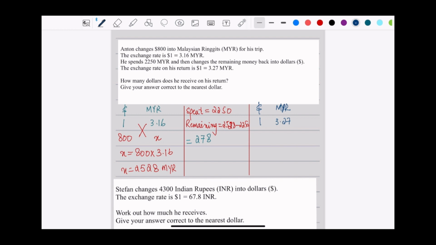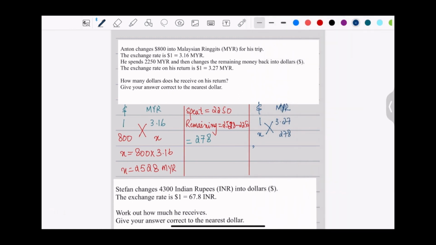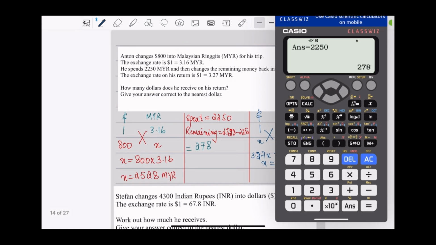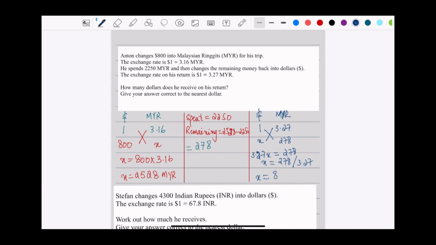3.27, and he had 278 Malaysian ringgits, which is how much in dollars? So we write this as 3.27x is equal to 278, and x is equal to 278 over 3.27, which is 85 US dollars to the nearest dollar.